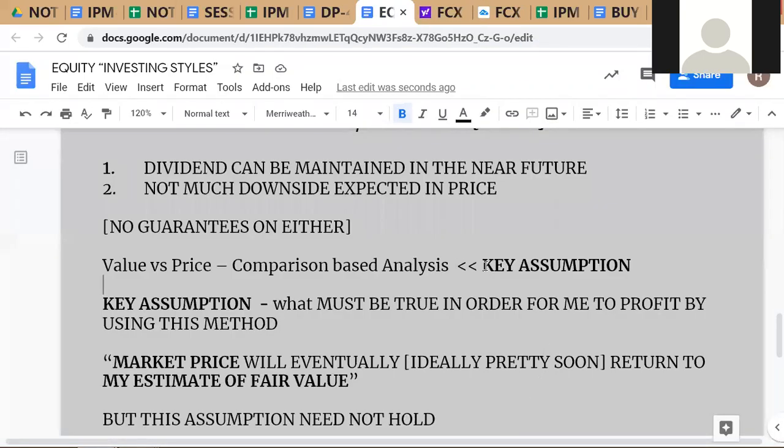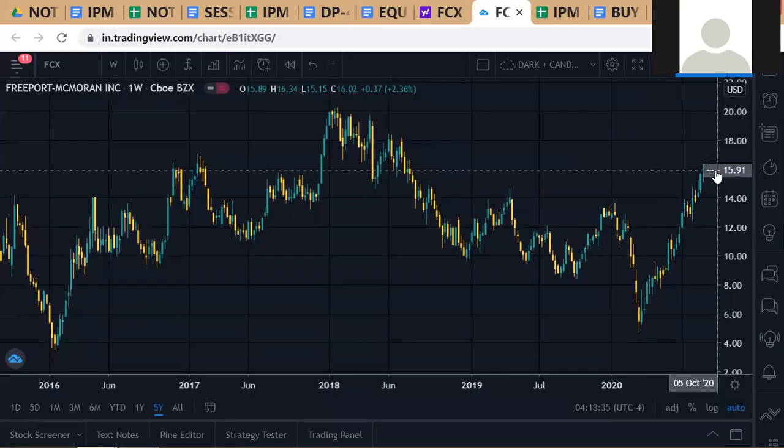Anything you're doing in any field, understand what you're doing, because you're always going to be following some kind of policy or some kind of plan. And you have to understand what is the critical assumption in this plan, which is basically you ask yourself the question, what must be true in order for me to profit by using it, because nobody wants to lose. We are always doing things because we want to profit. So in order to profit, it must be true that eventually the price will move to fair value. That's the critical assumption.